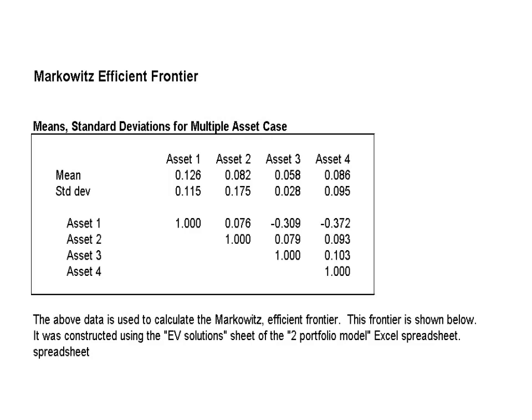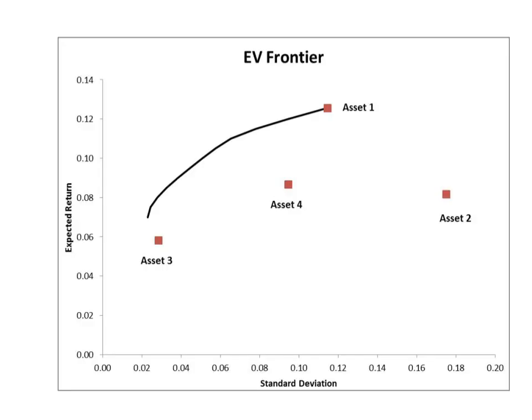I'm going to give an example in Excel using these means and these standard deviations for 4 assets. So we're going to do a 4 asset model, asset 1, 2, 3, and 4. You see the means and standard deviations listed there, and the last set of numbers is the correlation coefficients between these 4 assets. So these are the assets that we're going to be using in our mean variance Markowitz portfolio model and solving for it.